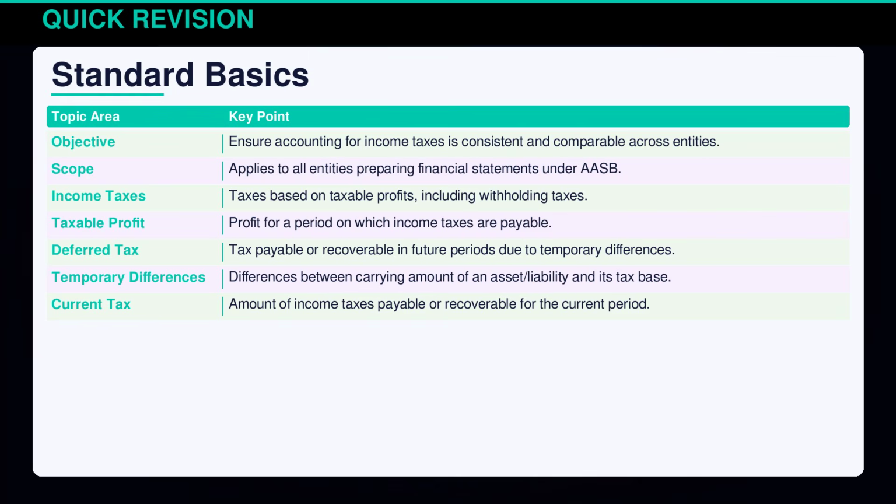AASB 112 sets the foundation for handling income taxes and financials, ensuring clarity and comparability. It covers taxable profits and deferred taxes, focusing on temporary differences. Current tax is immediate, while deferred tax accounts for future periods. Understanding these basics helps in maintaining effective tax reporting.